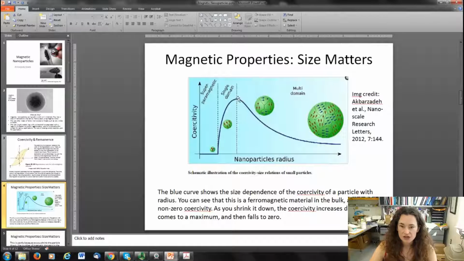Now, that is due to the fact that it's becoming a single magnetic domain. In a large particle, you have a large number of domains, and they're all oriented randomly. As you shrink it down, there are fewer and fewer domains until it just becomes one domain. Now, as you continue to shrink it down, the coercivity actually falls to zero here, and then it makes the transition to being called a superparamagnetic material. And we'll talk more about that.